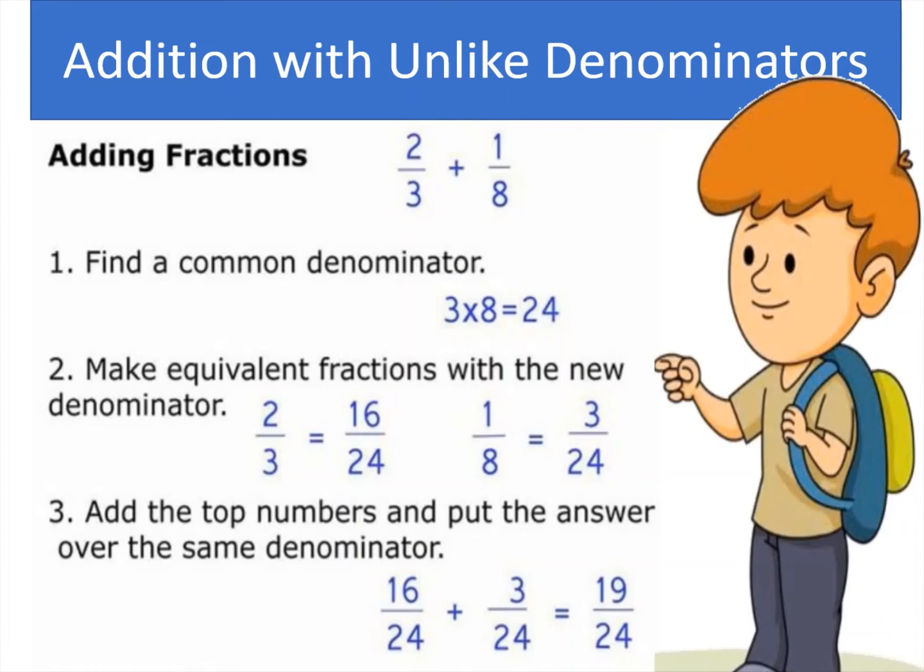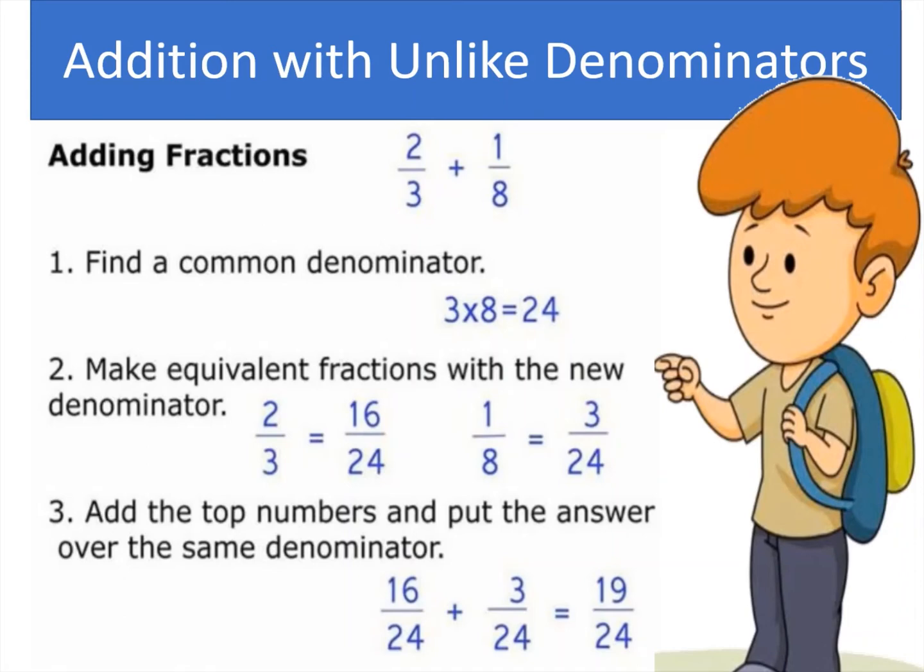Now the next step is to make equivalent fractions with the new denominator. We have discussed equivalent fractions in the previous video that you can revise too. So 2 upon 3, firstly we shall convert it into an equivalent fraction. If our denominator is 24, then what will be the numerator? 3 8s are 24, then 2 8s are 16. So the new fraction will be 16 upon 24.